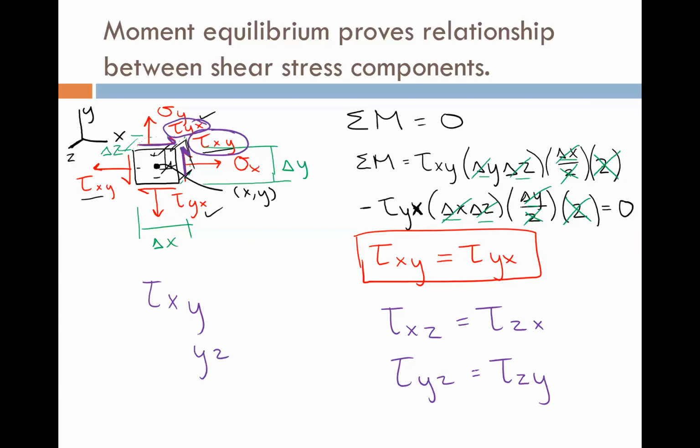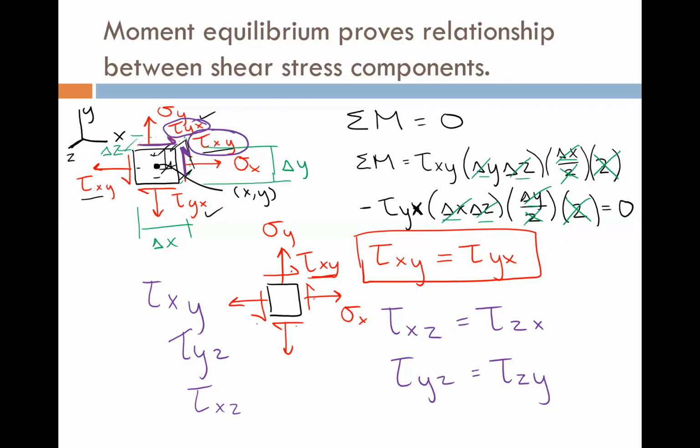tau yz, and tau xz. We just use the alphabetical order, and so our stress state then would look something like this. Sigma x, sigma y, and then we just say tau xy. And we know that each of these four stresses have the same magnitude, whatever tau xy is.